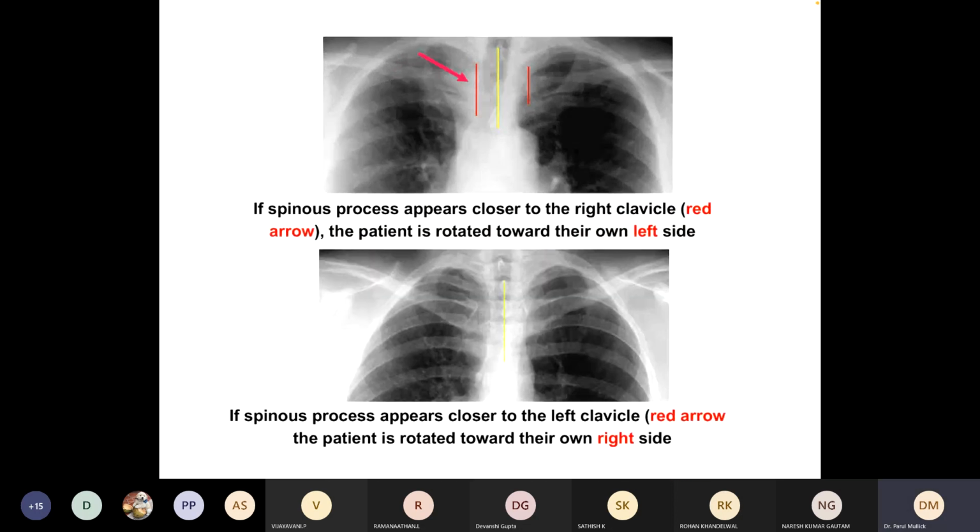हाँ, अब इसमें, in the low film, you see यहाँ पर midline से, on the left side the distance is less and on the right side the distance is more. So that means the spinous processes are closer to the left clavicle, so the patient is rotated towards their own right side. So this is how you are going to make out कि हाँ भाई ये rotated film है या ये ठीक-ठाक film है.